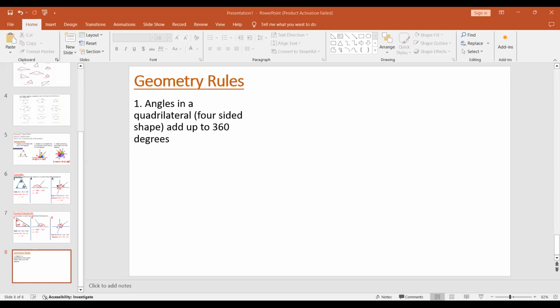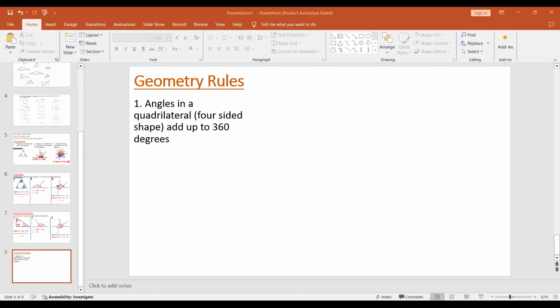How about a trapezium? Anyone familiar with a trapezium? Oh, you don't know what a trapezium is? Okay, a trapezium is also a four-sided shape. It has two sides that are parallel to each other, and its angles add up to 360 degrees. So whenever we have a quadrilateral, a four-sided figure, the angles add up to 360 degrees.